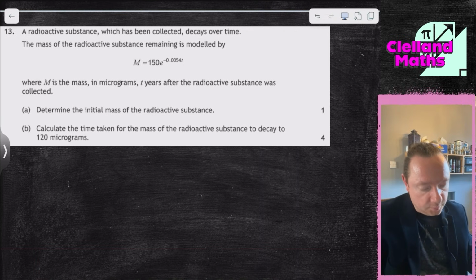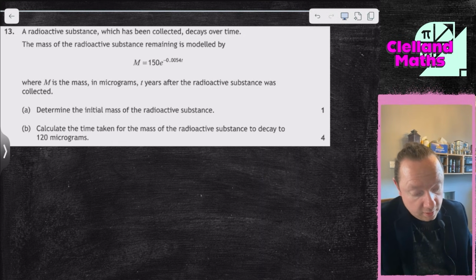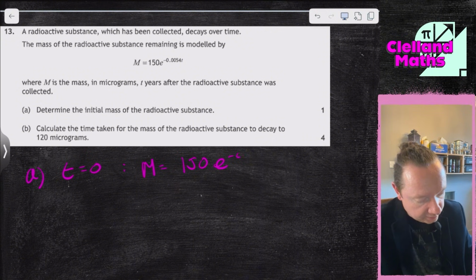A radioactive substance has been collected, decays over time, and the mass is given by m equals 150 e to the minus 0.0054 t, where m is the mass and t is the years after the radioactive substance is collected. Find the initial mass of the substance. Initial means t equals 0, so m equals 150 e to the minus 0.0054 times 0. That's 150 e to the 0. Well, e to the 0 is just 1, so that's 150.